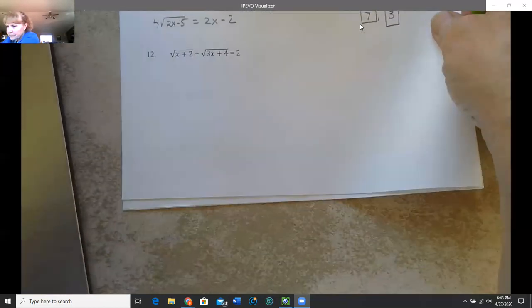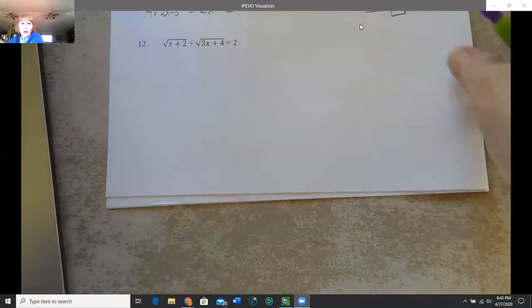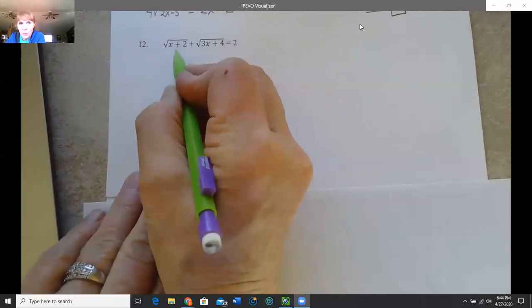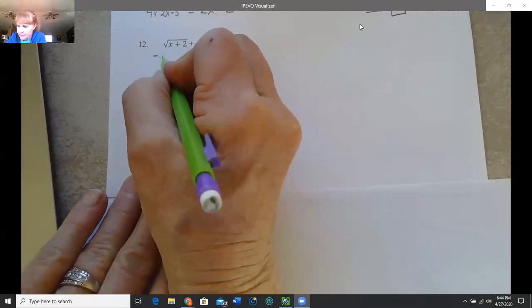Same steps. I've got my 2 radicals on the same side. One of them has to be moved to the other, because if you look at 11, you had a radical on the left and another radical on the right. You need to ask yourself, which one would be easier to move? Do you want to move the square root of x plus 2 to the right-hand side by adding its opposite, or do you want to move the square root of 3x plus 4? I would move the one that has the smallest numbers involved, so we're going to move this one over by adding its opposite.